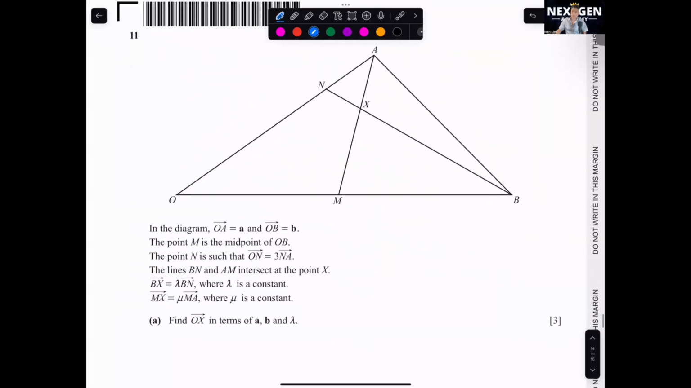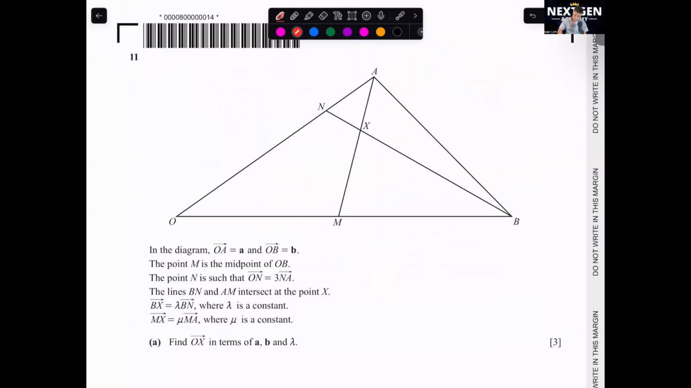Next one, vectors. Question 11. In the diagram, OA is a, OB is b. Let's write here OA is a, OB is b. M is the midpoint of OB. Point N is such that ON equals 3NA, so the ratio here is 3 to 1. The lines BN and AM intersect at the point X. BX equals lambda BN. MX equals mu MA. Find OX in terms of a, b and lambda.